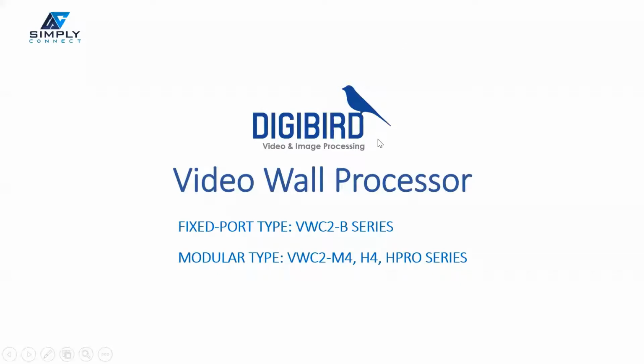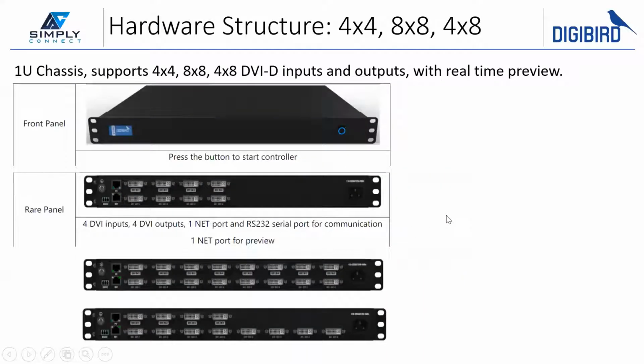Carl here. So we'll start with the Digibird Videowall processor. Similar to A10, Digibird also has fixed port type and modular type. For the fixed port from Digibird, it only has 4x4, 8x8, 4x8, as well as 4x12, and it's only available with DVI-D inputs and outputs.